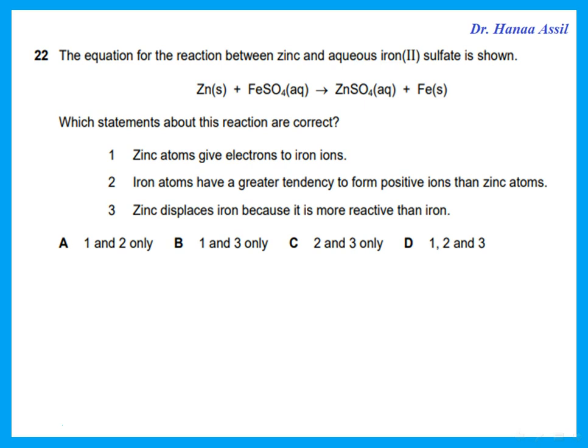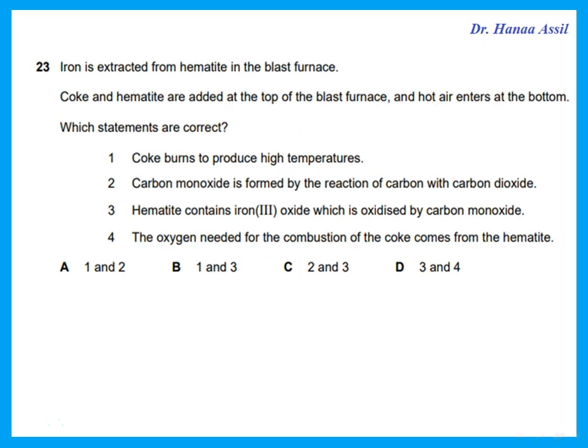So 1 is correct. Iron atoms have a greater tendency to form positive ions than zinc atoms. Remember that the one that has greater tendency to form positive ions is the more reactive metal. So is iron more reactive than zinc? No. If you remember the electrochemical series, zinc is more reactive than iron. Then the third one says zinc displaces iron because it is more reactive than iron. Yes, zinc is more reactive than iron, so it would displace it. So 1 and 3 are correct, so my answer is B.